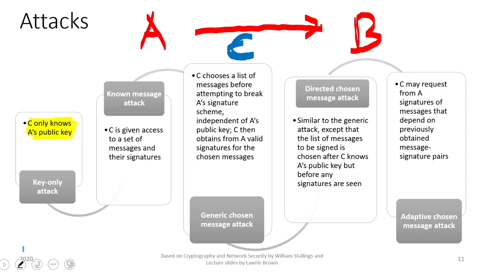Another step further would be what is known as known message attacks. Here, C has access to a set of messages and their corresponding signatures. If they have access to a set of messages and their corresponding signatures, can they use that information to deduce the underlying digital signature algorithm and how it works, and reverse the process?